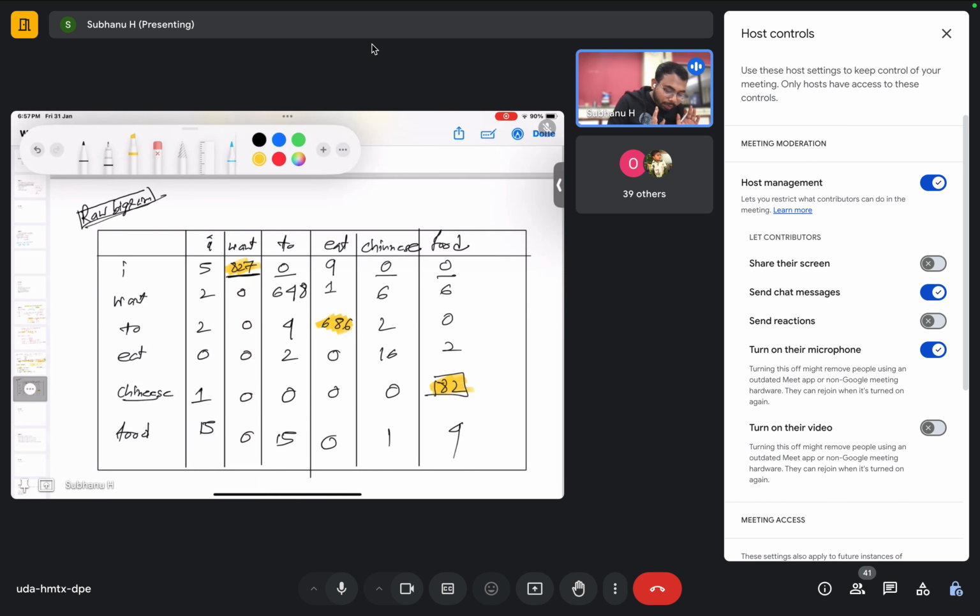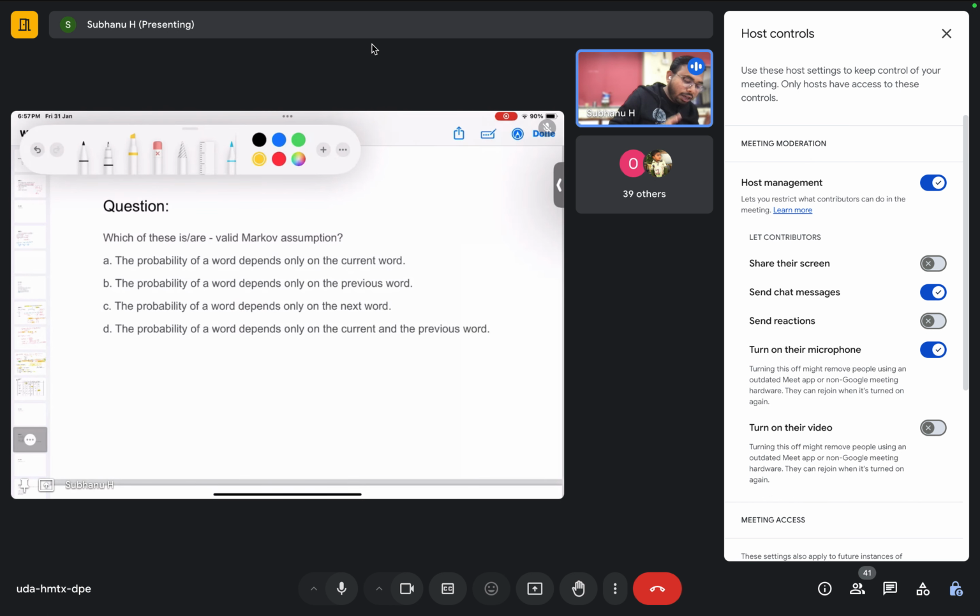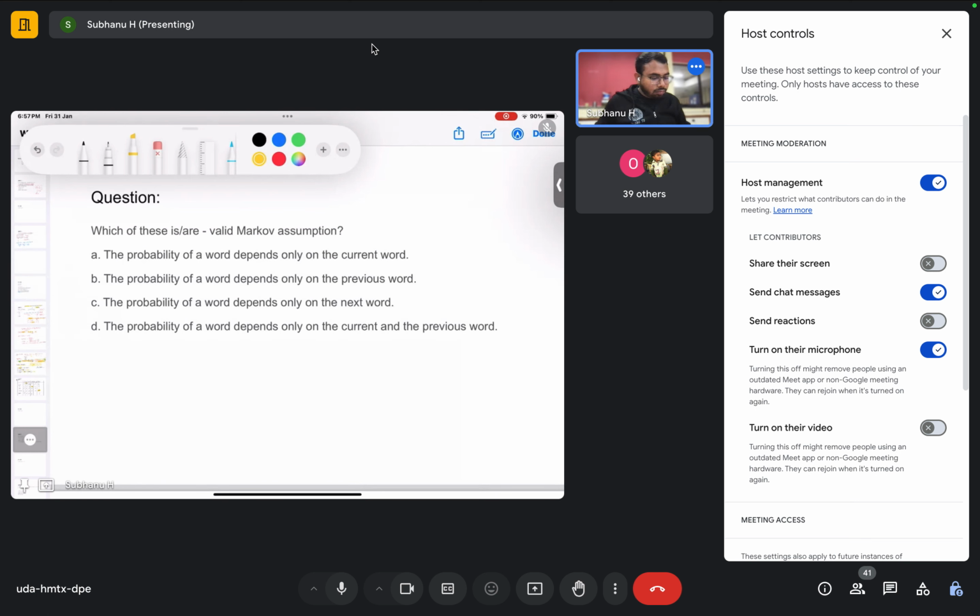So this is all the theory I have built. Now we'll solve another question and see how this will help in our next theory building.